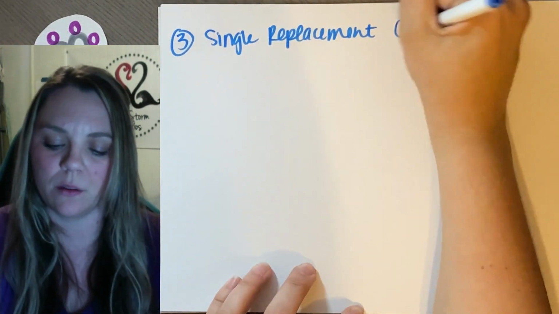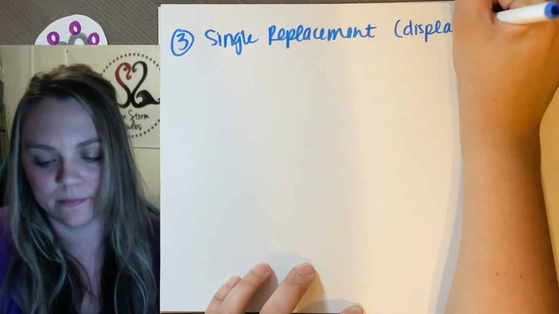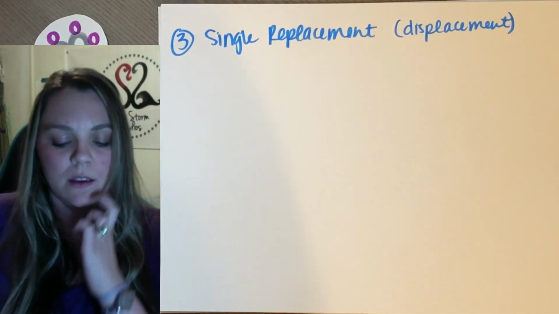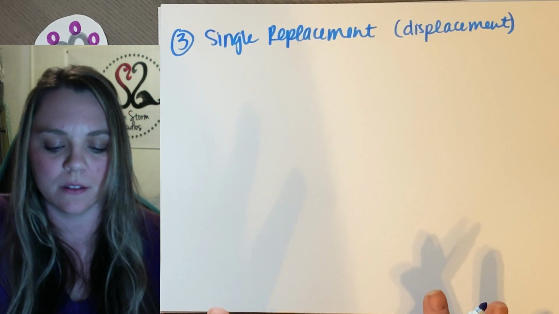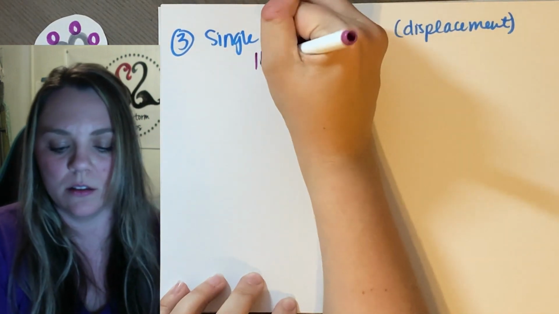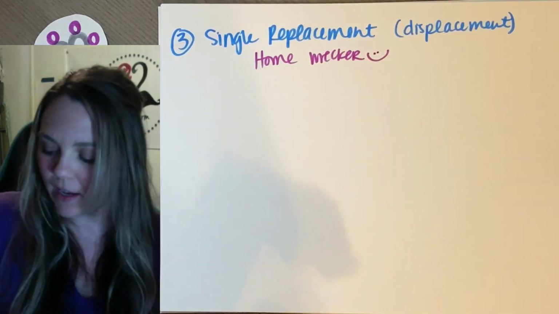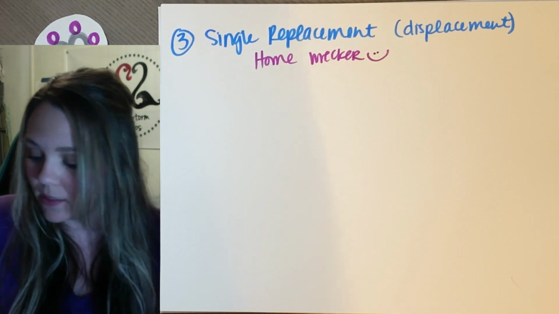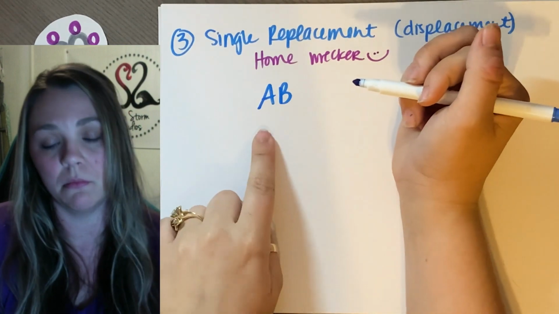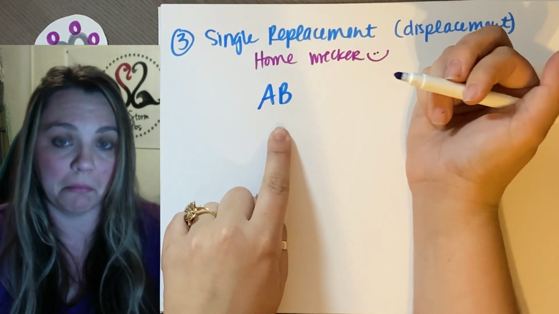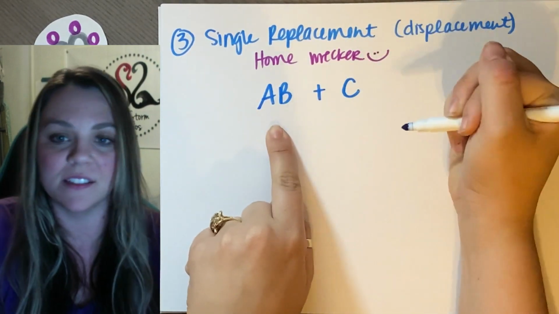All right, then we get single replacement reaction, okay? Your book, what does your book call it? It calls it displacement, okay? Single replacement or displacement reaction, okay? This I like to lovingly call the home wrecker. Okay, what this means is you have a nice couple, right? You have an A and B. You have a nice couple. Maybe it's Jennifer Aniston and Brad Pitt. I don't know. Okay, and they're nice and bonded.